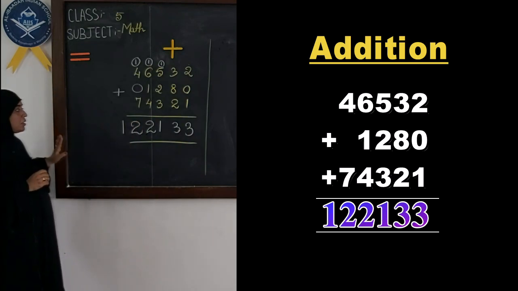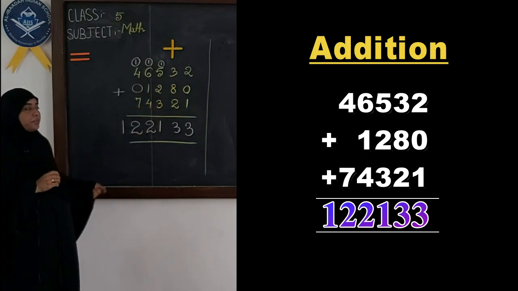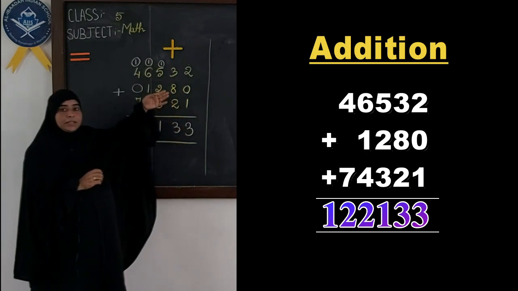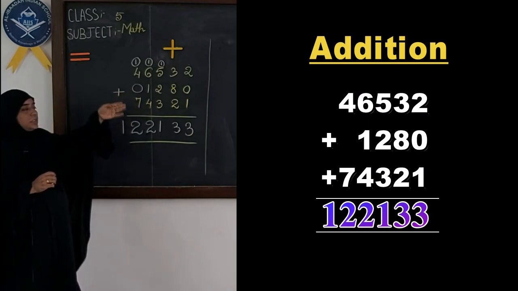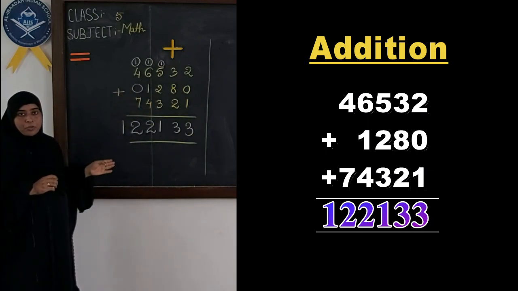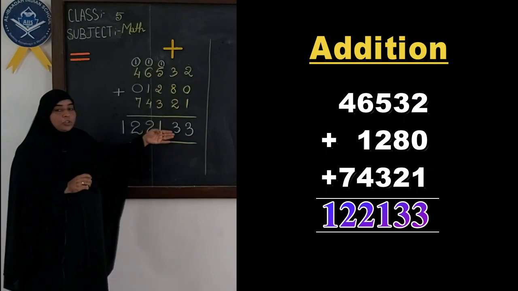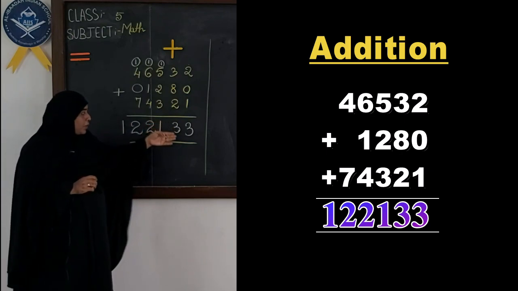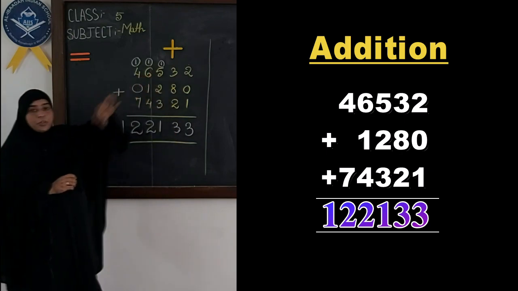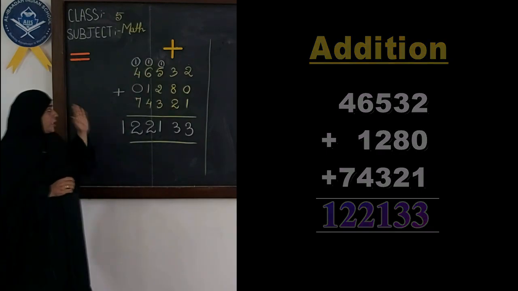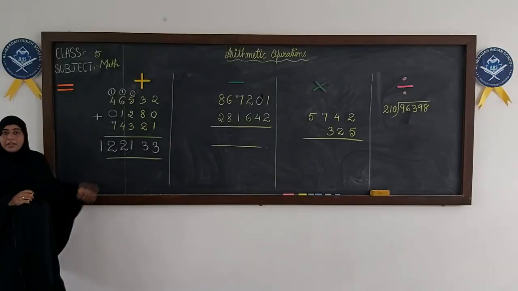Is it clear to you all? How we have added the numbers? We have started from ones place, then tens, hundreds, thousands, 10,000. This is how we moved on. And wherever in between we got 2 digits as the answer, ones we wrote here and tens we carried to the next place. Okay, so our first operation is completed.